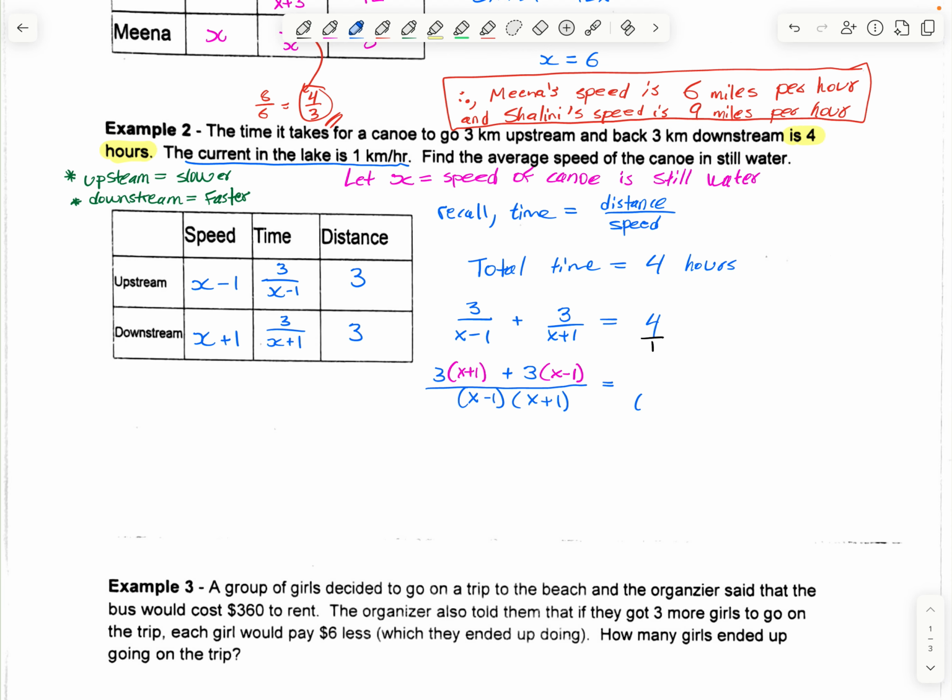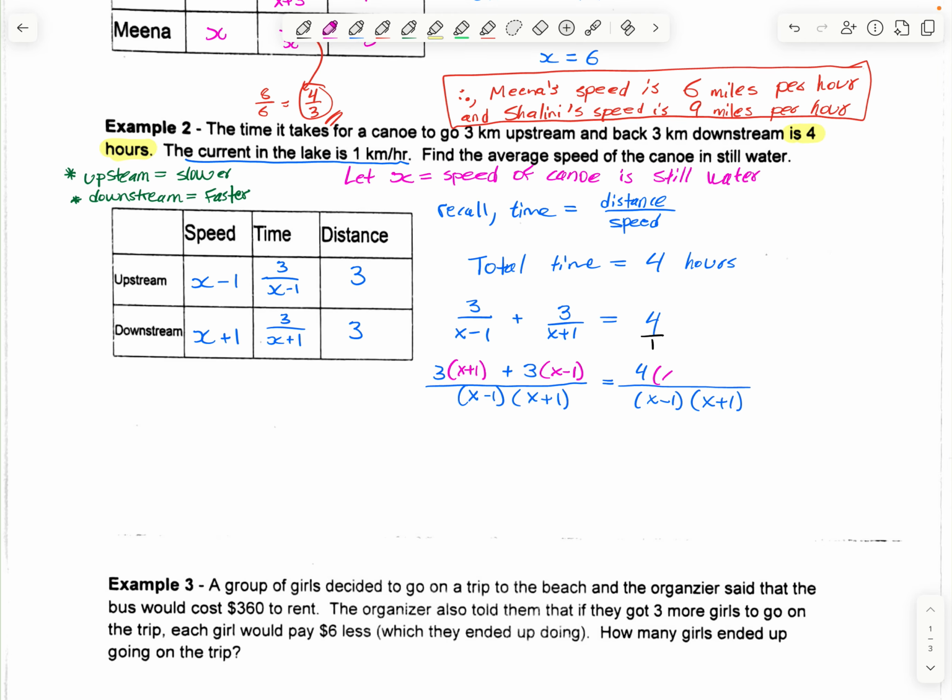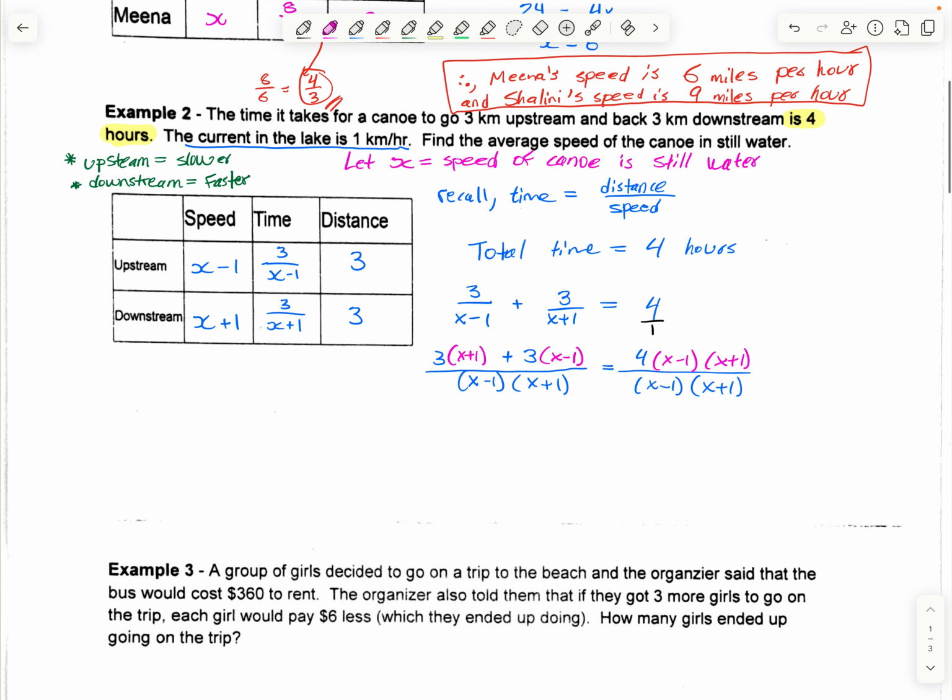I want the denominator x minus 1, x plus 1. So I just multiply the numerator by that exact thing, since the denominator became x minus 1, x plus 1. So it's going to be 4, and then x minus 1, x plus 1. And since, when I get to this stage, notice that the denominators on both sides are equal, I can set the numerators equal to each other. Essentially, I get rid of the denominators. That's the whole point of this, right?